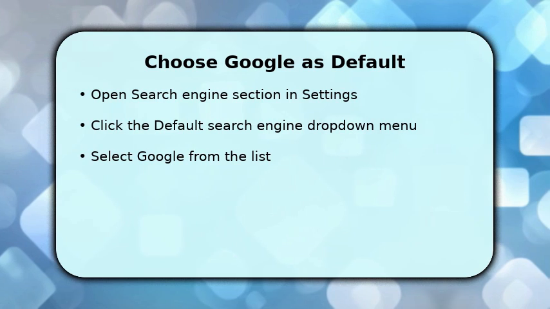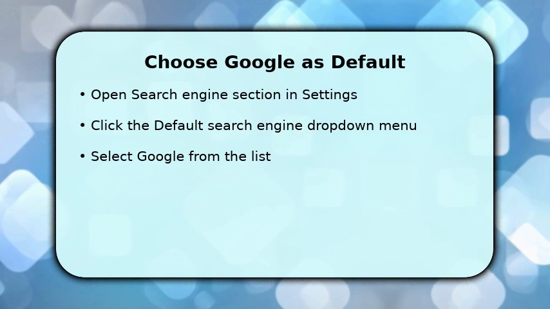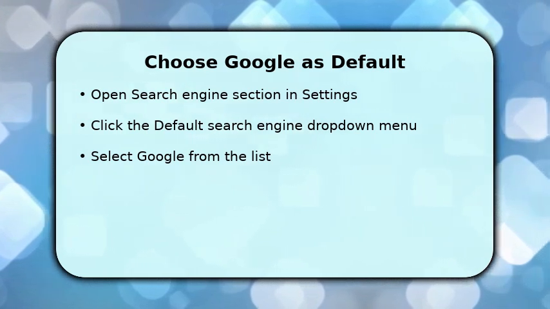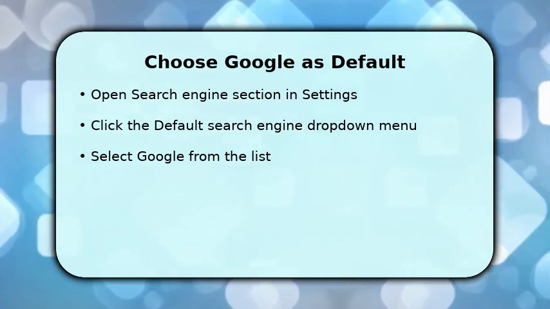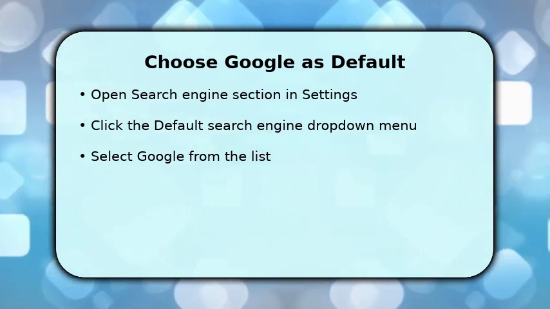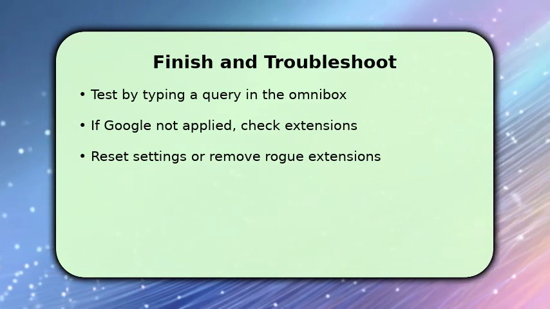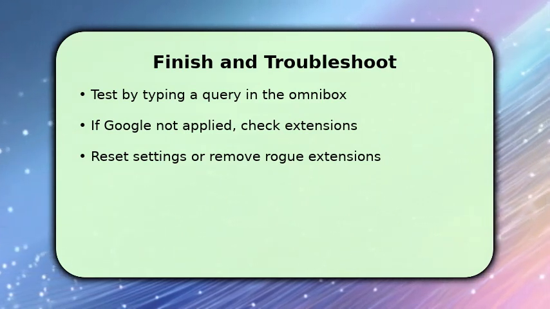If Google is missing, click Manage Search Engines and add a new entry with name Google and search URL. Once added, return to the drop-down and select it. Make sure to confirm the change by typing a query in the address bar. Finish by testing the Omnibox. Type a search and press Enter to verify Google handles the query.